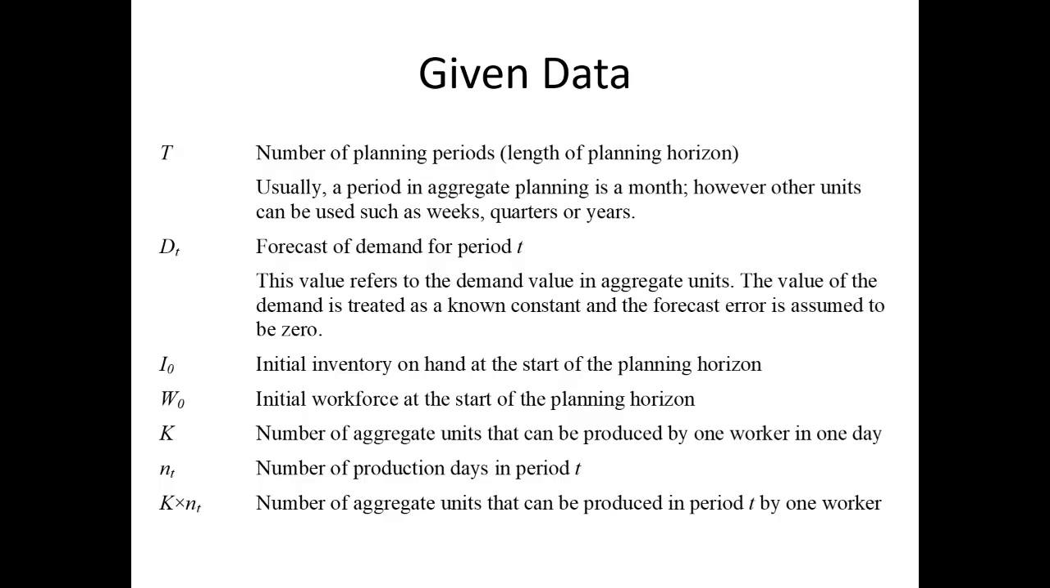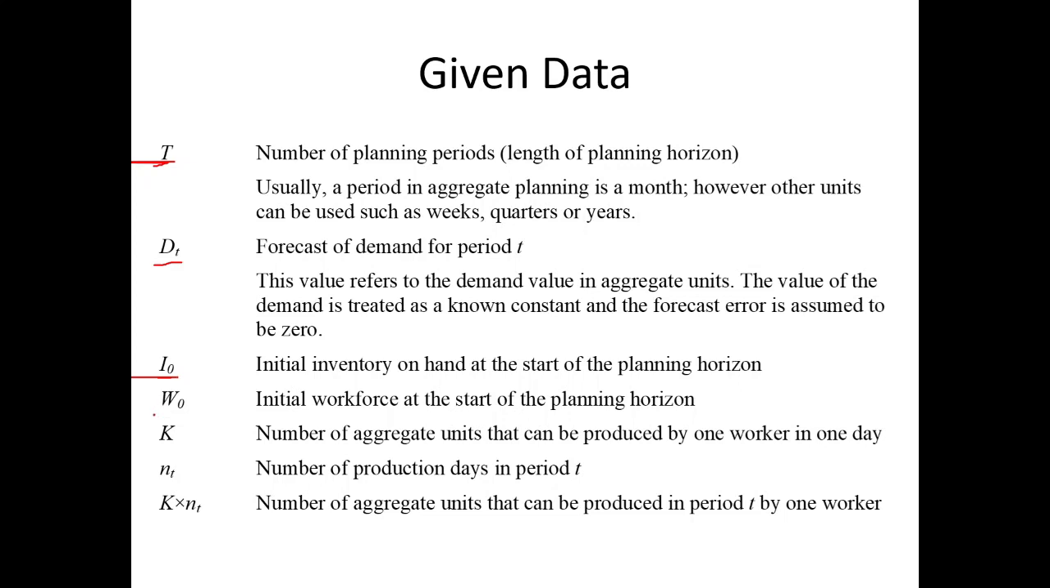Let us recall what we have talked about in the previous lecture. The given data for our problem, the aggregate planning problem, includes T, which is the number of planning periods. D sub T is the forecasted demand for period T, and that's of course for the aggregate unit. I sub 0 is the initial inventory that we have at the beginning of the planning horizon. Of course, the initial inventory for the aggregate unit.